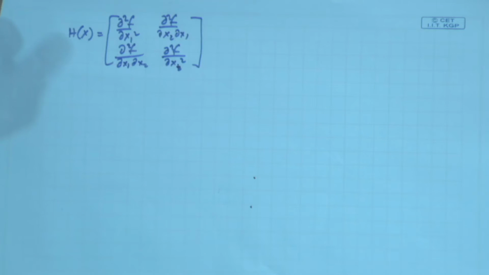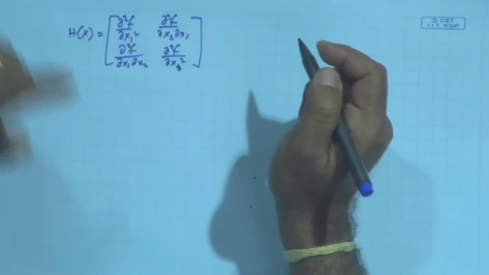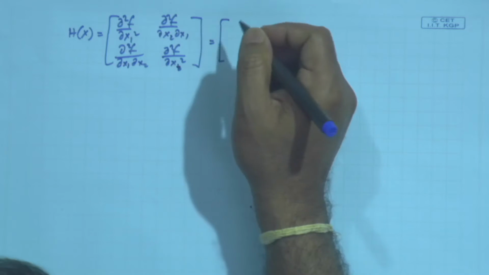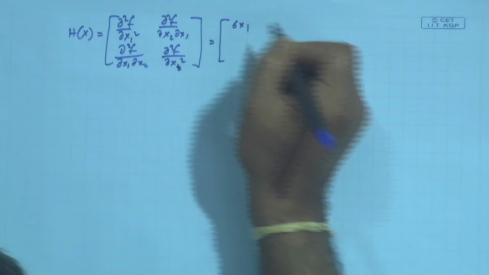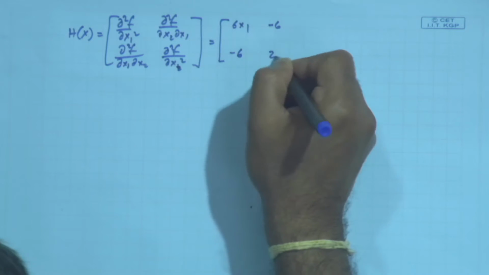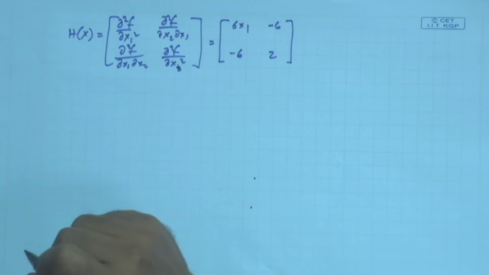Okay, so we already have the derivative computed before. Del f del x1, you differentiate that with respect to x1 one more time. So we'll get 6x1 minus 6, and this will be minus 6, and this will be 2. Okay, so that's the Hessian matrix.